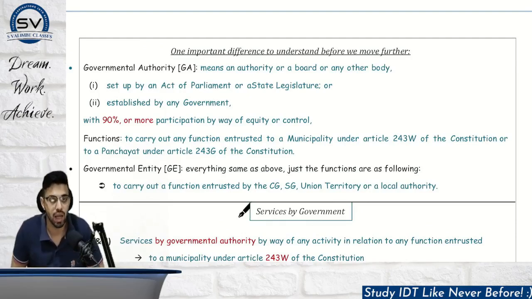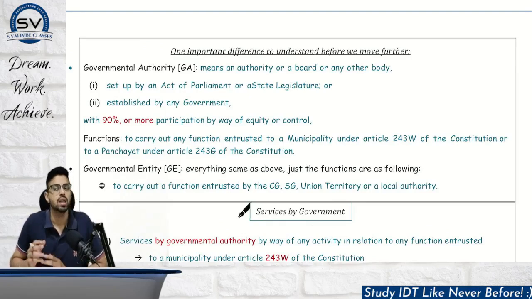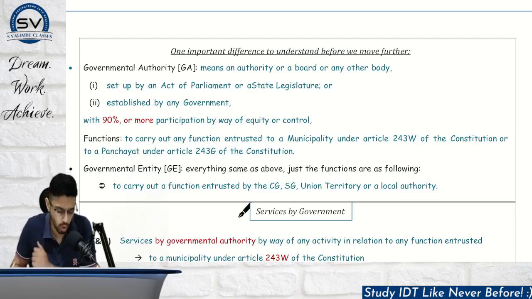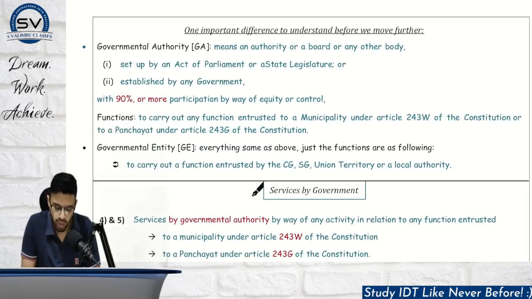That is the difference between governmental authority and governmental entity. To be very honest, it is possible that they test you on this particular point as well. I have seen one question which talked about this differentiation and most of the students committed it wrong. Let's see. One important difference to understand before we move further: governmental authority and governmental entity.